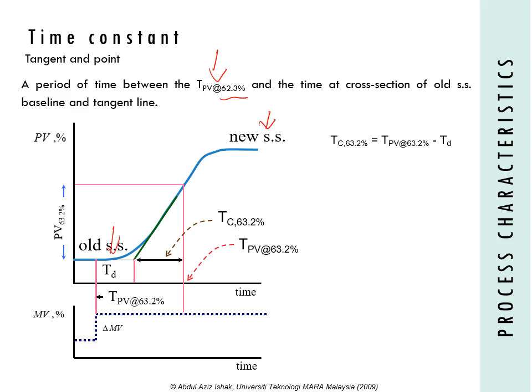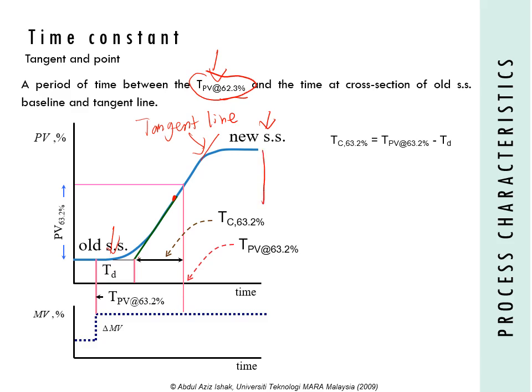Another parameter that you need to identify in order to determine the time constant, and also the time delay, is the tangent line. For the tangent line, you need to find the maximum value and then draw a straight line. So this is your tangent line. To find the time constant, you need to first find the time at PV at 63.2%. So how do you find 63.2?